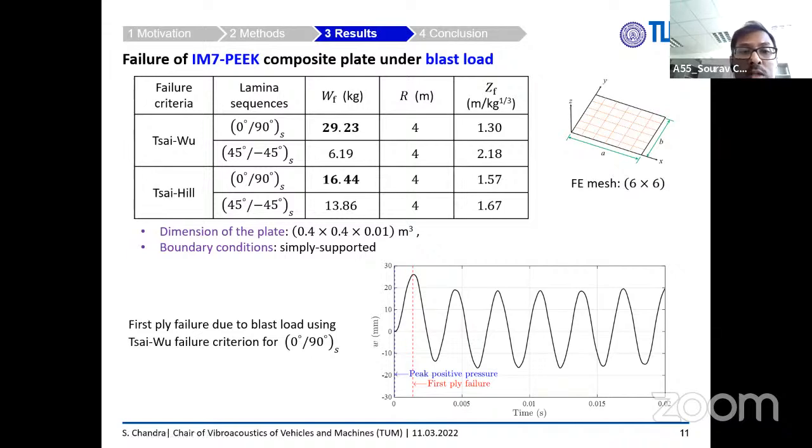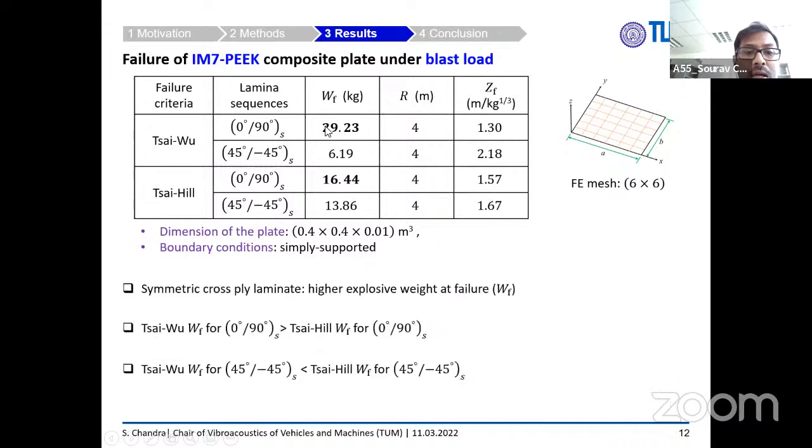So if we go to the results part in that table, it is observed that we consider here the R as a constant, that is the radial distance between the blast and the plate as a constant, and we wanted to identify the WF, that is the explosive weight at failure. So that is actually our failure parameter. If we see, the cross ply laminate using both failure criteria is giving the higher load, whereas the angle ply laminate is giving the lesser load.